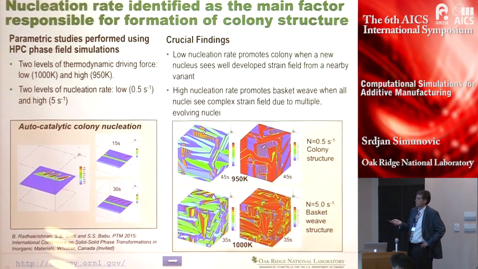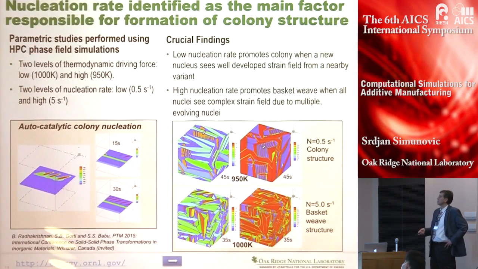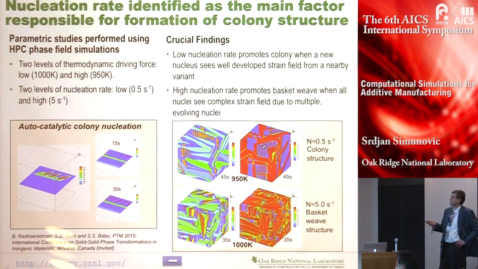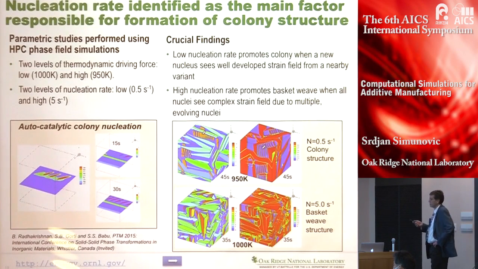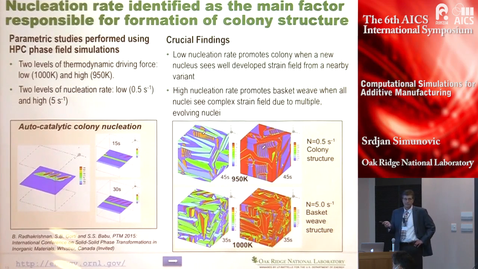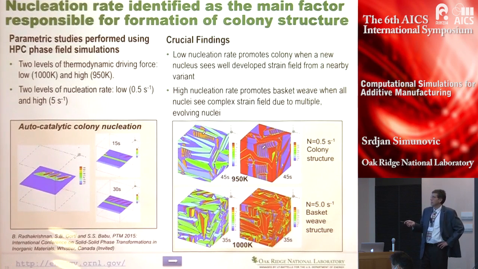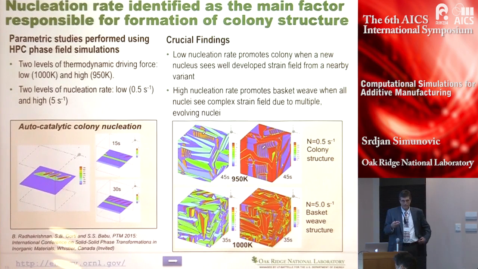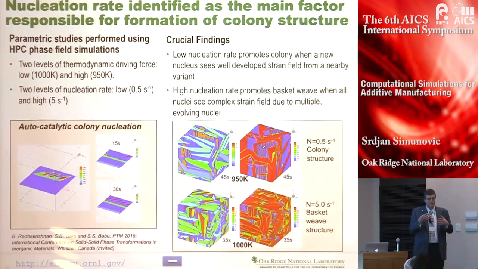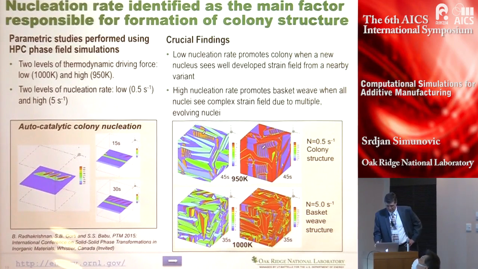So the crucial finding here was that the low nucleation rate promotes the colony when the new nucleus sees the certain strain fields of a nearby variant of the alpha phase. And then the high nucleation rate promotes the basket weave when the nuclei see the complex strain field and essentially allows it to create multiple variants of the alpha phase in the melt pool.